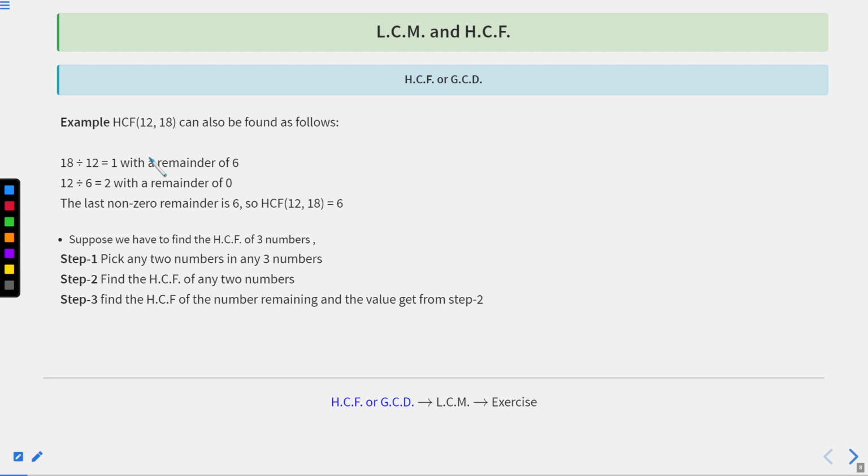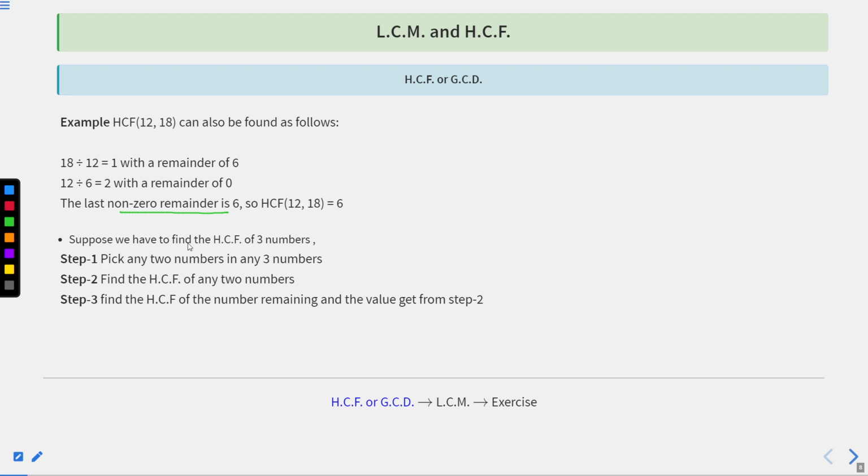Let us consider the same example, 12 and 18. 18 divided by 12, larger divided by smaller number, gives quotient 1 with remainder 6. So again, take 12 and divide it by 6. We will get 2 with remainder 0. So the last non-zero remainder is 6. So the HCF of 12 and 18 will be 6.